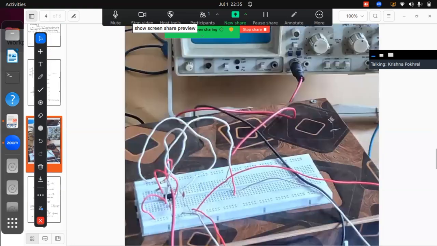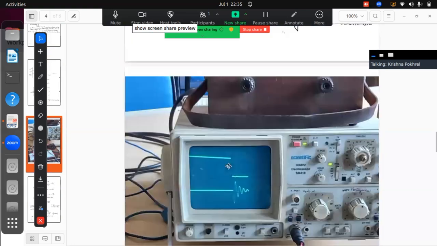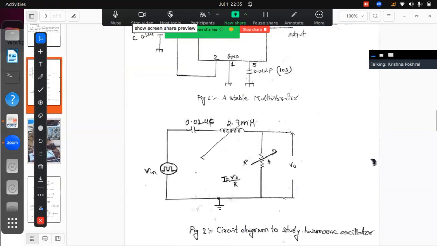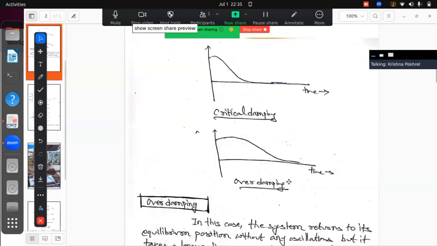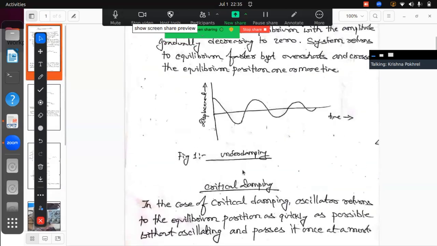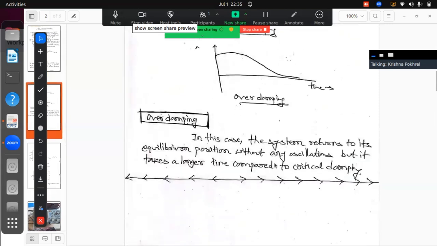In this experiment we have learned the circuit diagram of the connection, and how to get this graph, how our graph changes, and what the damping constant is, and underdamping, critical damping, and overdamping. This experiment is quite long, so it is taking some time.